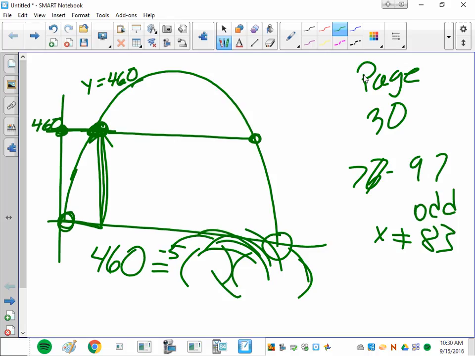Make it so 460 becomes the x-axis. How do you do that? You need to change the equation. How much do we need to change the equation by? We need to drop it down 460.